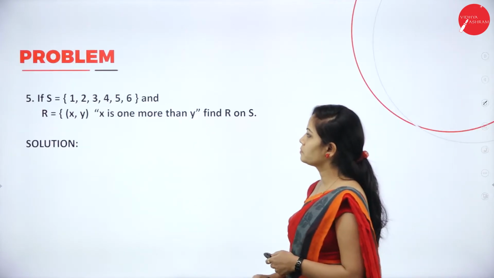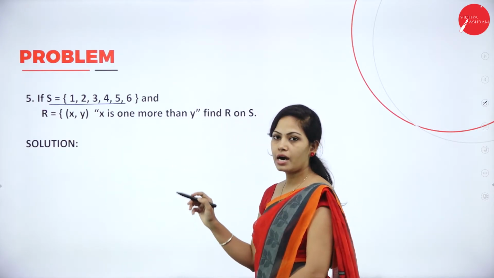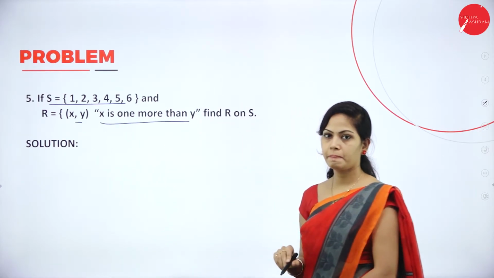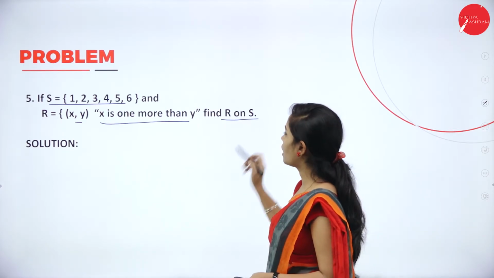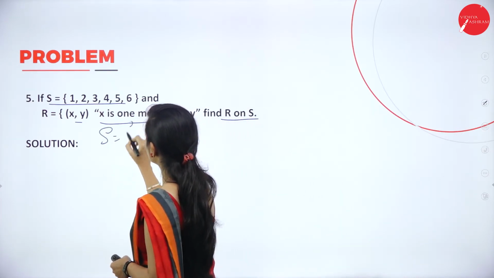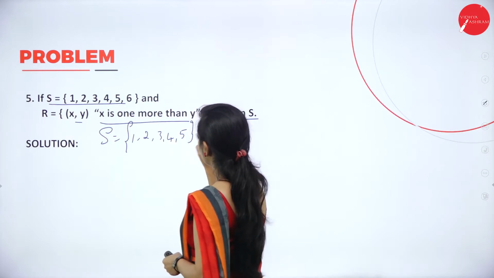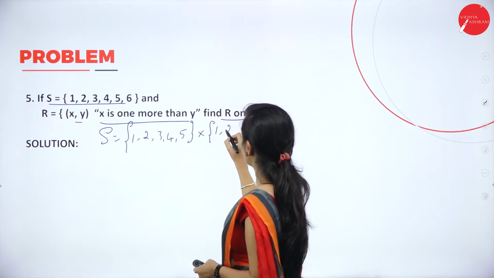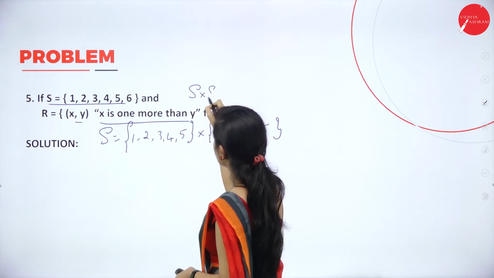And the next problem is, if S is equal to 1, 2, 3, 4, 5, 6 and R is equal to (x, y), x is 1 more than y. The x value is 1 more than the y value. So find R on S. So here I have a set called S: 1, 2, 3, 4 and 5. Here you don't have two sets, you have only one set. So again I will write 1, 2, 3, 4, 5. So this is your S cross S.